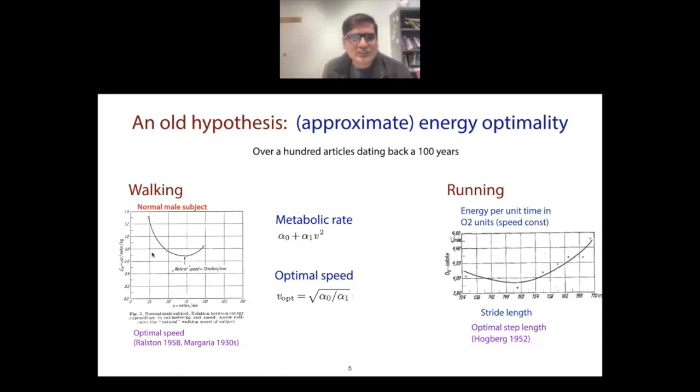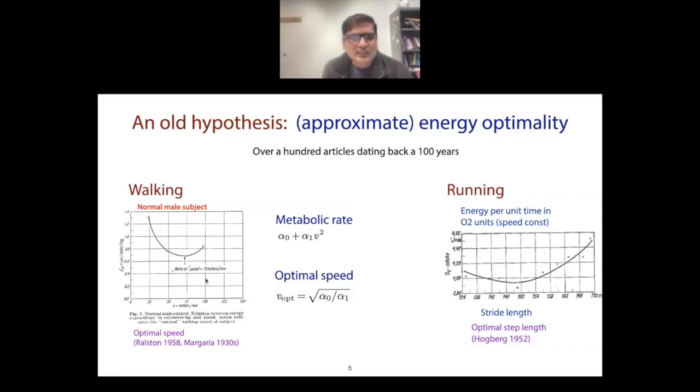In this case, for instance, he fit the simple energy cost expression to the empirical data, specifically the metabolic rate, which looks like this, increasing quadratic. And then what is plotted on the y-axis here is the cost per unit distance. This is cost per unit time. The cost per unit distance is the cost per unit time divided by velocity. So if you divide this expression by velocity, you get alpha naught divided by v plus alpha 1 v. And if you plot that curve, it sort of looks like this.